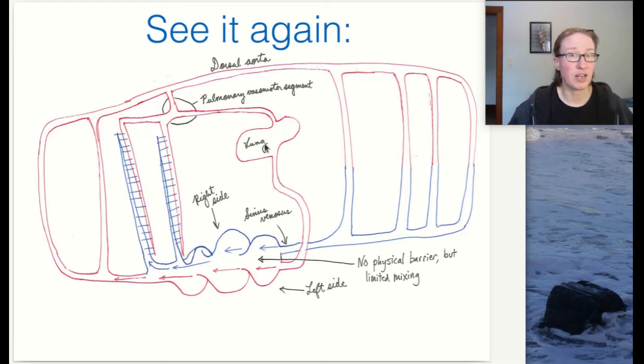And at the same time, oxygenated blood coming from the lung will remain on the left side of the lungfish heart. And that blood will basically bypass the gills and head into the systemic circuit. So this will help to augment oxygenation of the tissues when the lungfish is breathing air.